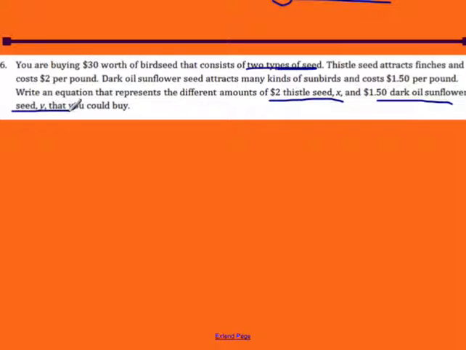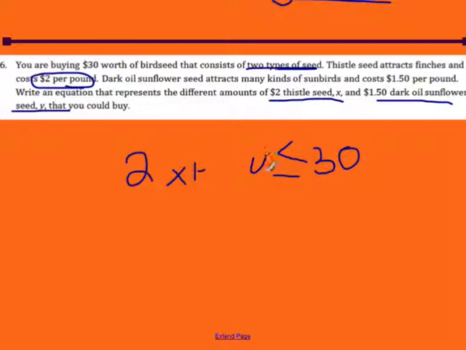So we have $30. Now we're going to write this one as an inequality, and here's why. We have $30 to spend. We could spend exactly $30, but we also have the choice of spending less than $30 if we want. So for every X pound of thistle seed that I buy, it's going to cost me $2. For every Y pound of dark oil sunflower seed I buy, it's going to cost me $1.50.